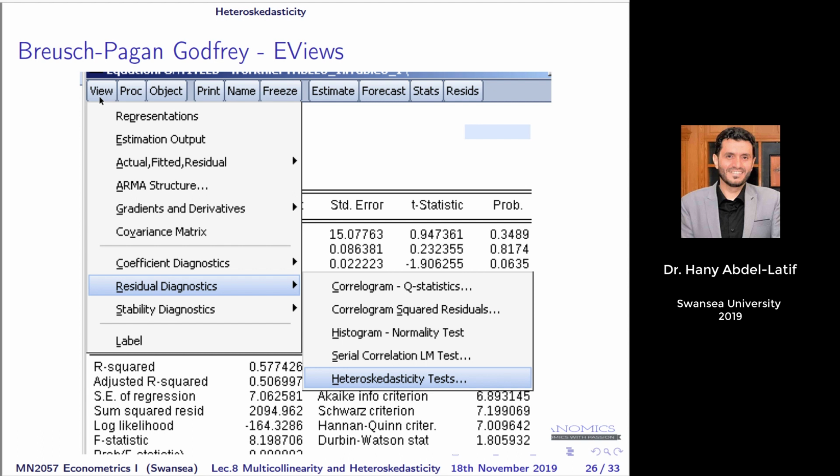So after you finish your estimation, you go to View, and there's Residual Diagnostics, and then you go to Heteroskedasticity Tests. Okay, you're going to practice saying heteroskedasticity at home, but I'm sure you will recognize it. It's the weirdest word you will see in there, so it's very easy to find.